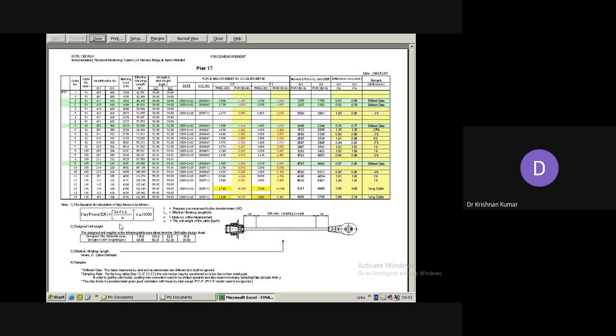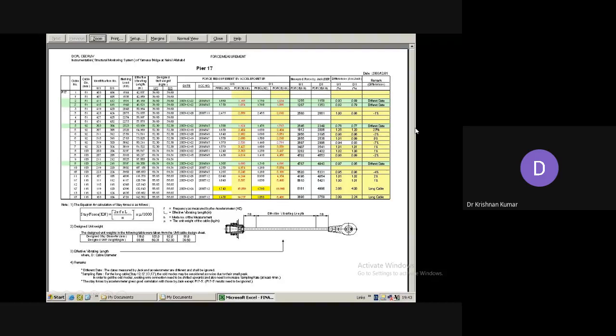F is the fundamental frequency. L is the length of the cable. N is the mode in which it is oscillating. Mu is the mass per meter length, that is, the mass of that particular material. Here that is steel, and we have given this for different lengths and so on.